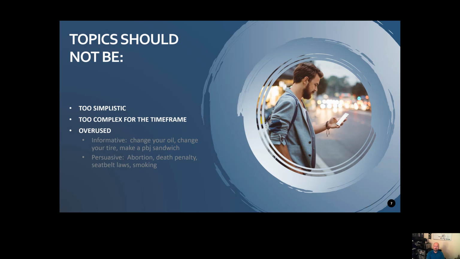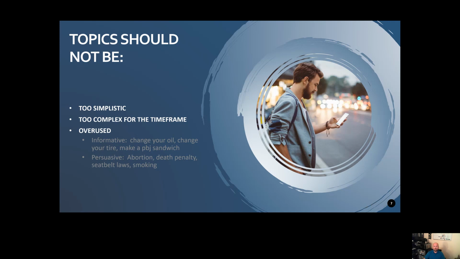Topics can't be too simplistic. So, for example, how to make a peanut butter and jelly sandwich, that's not gonna cut it, right? We already know how to do that. Now, if you're gonna tell us about 3 unique twists on a peanut butter and jelly sandwich, okay, fair game, right? Or 3 twists on a grilled cheese, that's fine too. So if you want to take something that people have familiarity with, but then take us in a new perspective, that's when you come up with a really good topic.